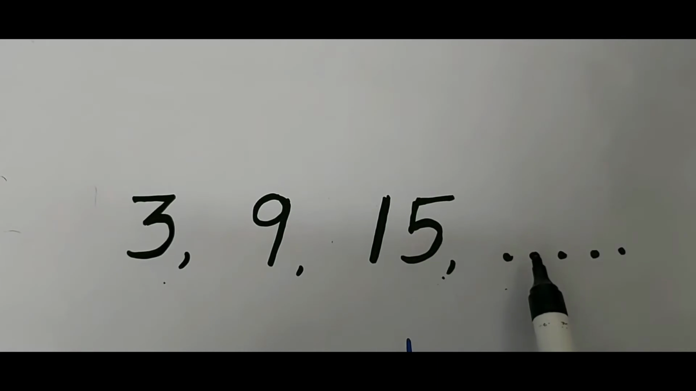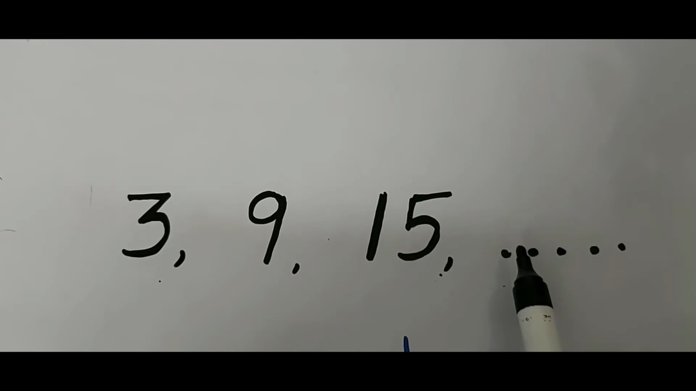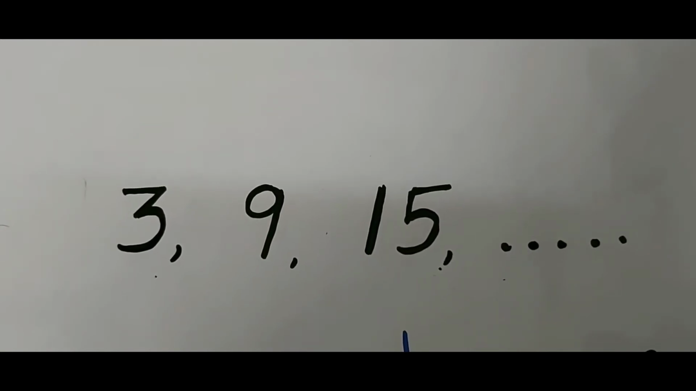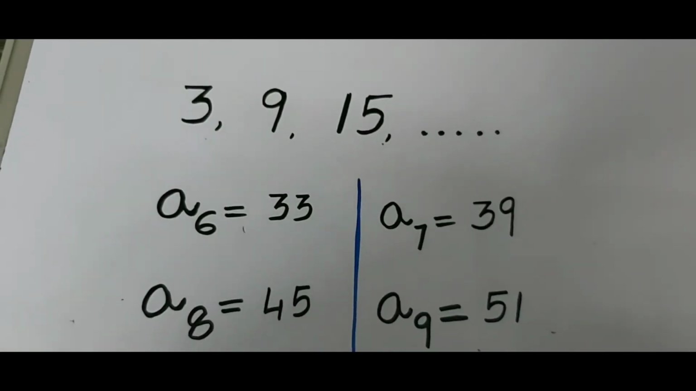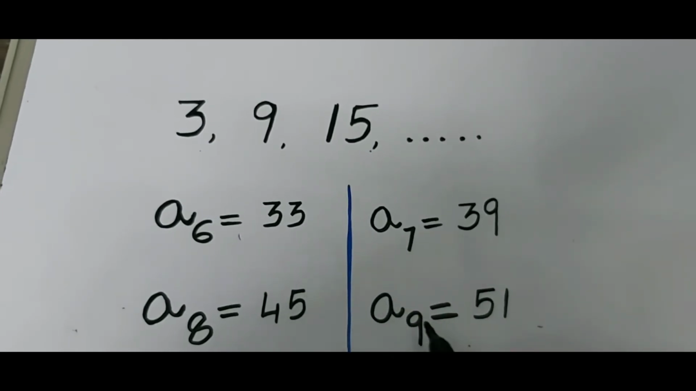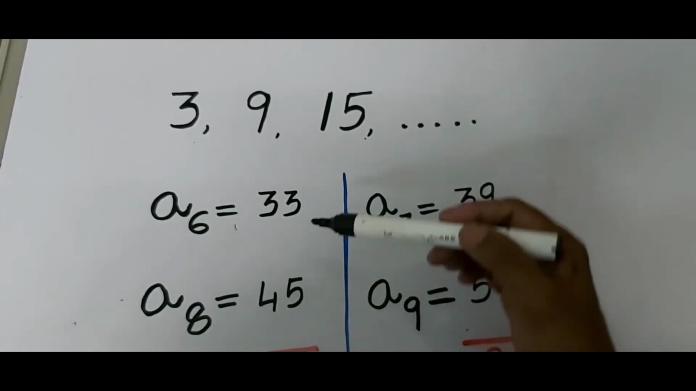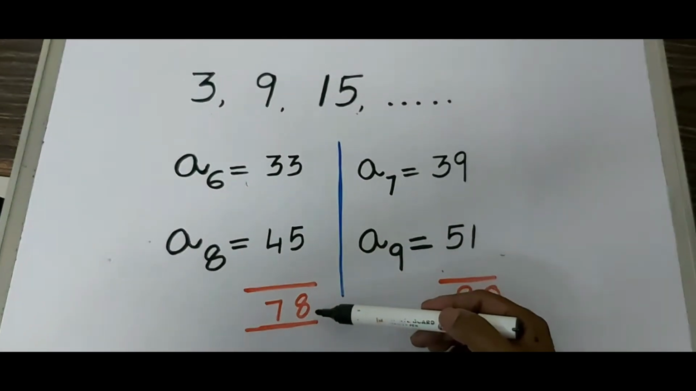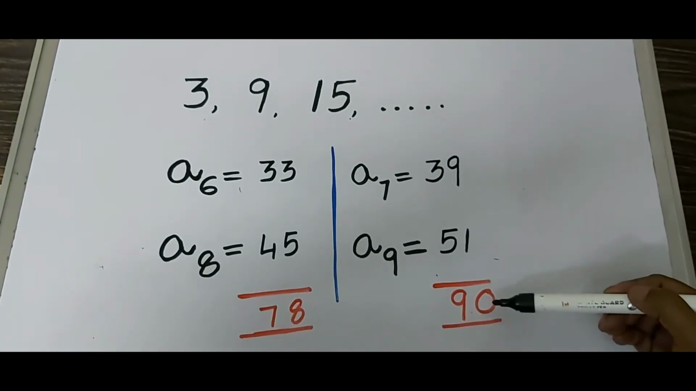Take any simple AP, either increasing or decreasing. Using the formula of the nth term, randomly calculate any 4 terms. Here, I have calculated the 6th, 7th, 8th and 9th terms. Now, take the sum of these two terms. I got it as 78, whereas the sum of these two terms is 90.